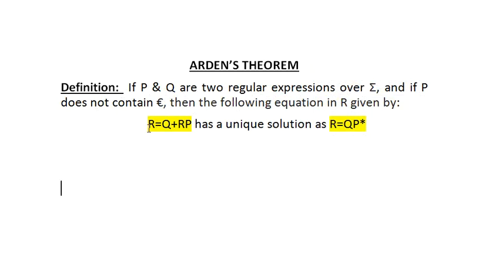suppose I am having an expression like this, R = Q + RP. Suppose you are solving any kind of regular expression and you have found that this kind of expression is showing up. You have R = Q + RP. Then you can directly give a solution for it. Directly it will be R = QP*. That means Q + RP is equivalent to QP*. So this is what Arden's theorem says.